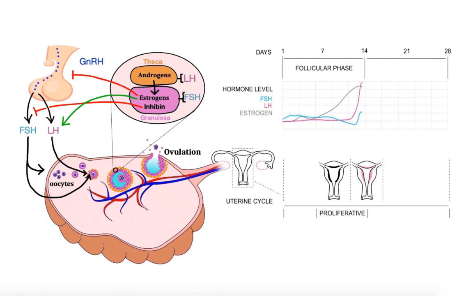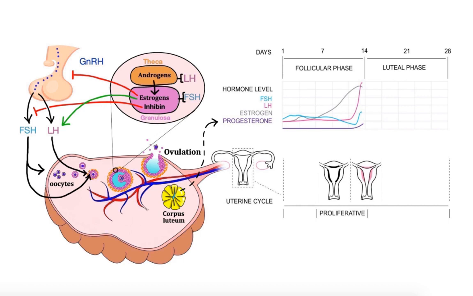This marks the end of the follicular phase and the beginning of the second half of the menstrual cycle, called the luteal phase. So after ovulation, the follicle cells that used to hold the egg develop into a structure called the corpus luteum. This structure becomes a center for the production of the final key hormone, that is progesterone.